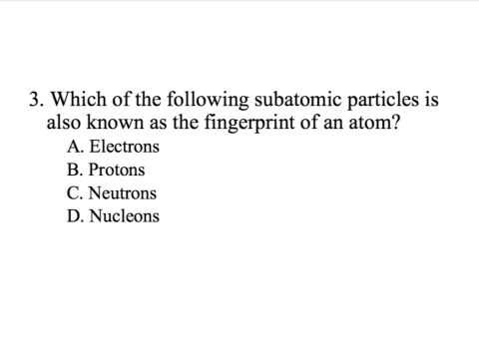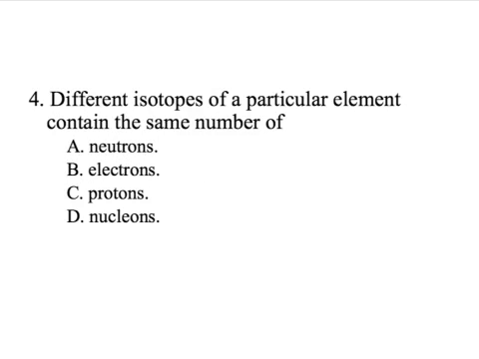Which of the following subatomic particles is also known as the fingerprint of the atom? Well, it's the protons. Why? Protons are the fingerprint of the atom because you can identify the atom by the number of protons it has. Different isotopes of a particular element contain the same number of protons, guys. If it's the same element, it's always going to have the same number of protons. Okay?